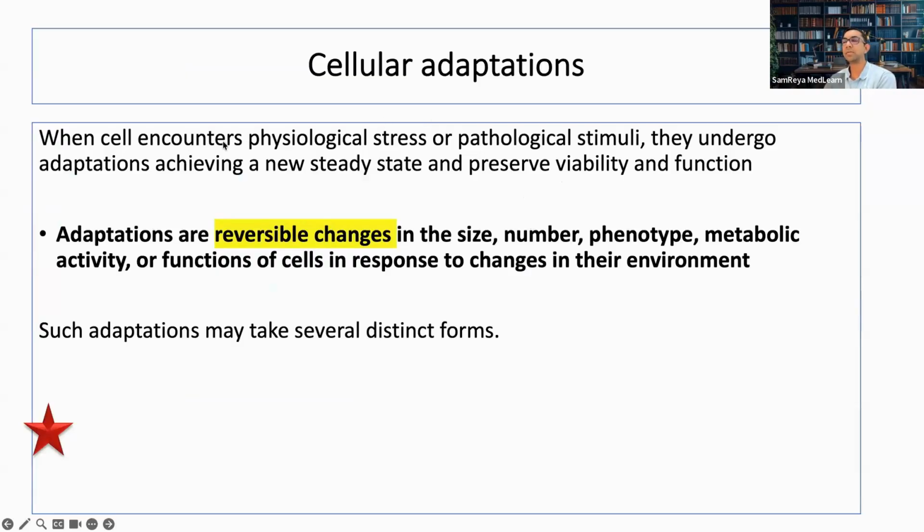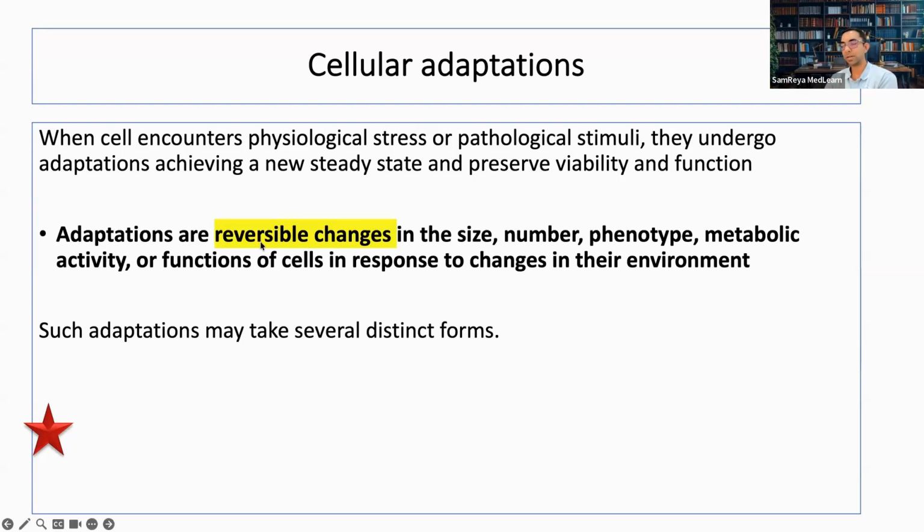When any cell encounters physiological stress or a pathological stimulus, it undergoes some changes, and these changes are called adaptations. What I want you to understand is the goal of cell adaptations. Why is the cell changing? Because there is something happening from within the cell or outside the cell, and the cell wants to maintain its homeostatic state. It is trying to maintain its new steady state and preserve its viability and function. That is the attempt of the cell to adapt to the situation.